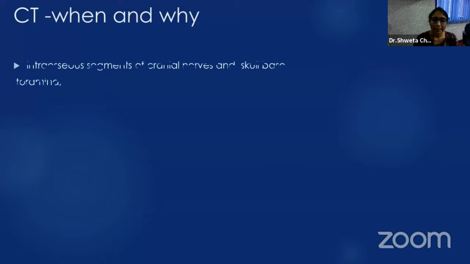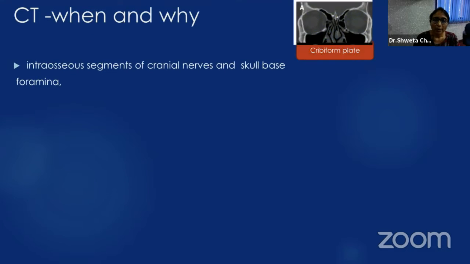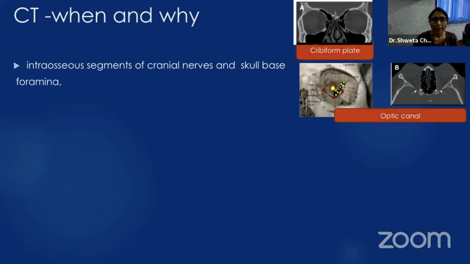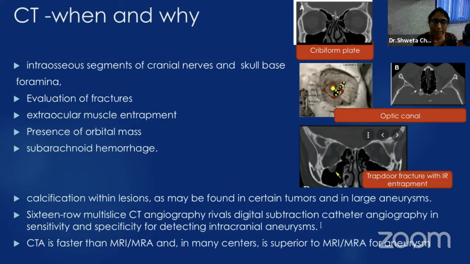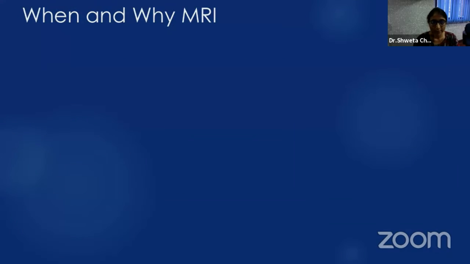So when do you order CT? Generally, CT is ordered to see the intraosseous segment of cranial nerves and skull base foramina. It helps also in evaluation of fractures, muscle entrapment, presence of orbital mass, subarachnoid hemorrhage, calcification in aneurysms. Then CT angiography is equal to digital subtraction angiography in detecting intracranial aneurysms.